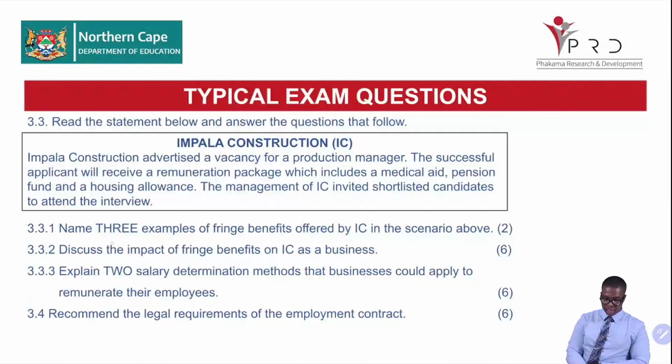So here they are saying name 3 examples of fringe benefits. When we were going through the scenario, we realized that the applicants will receive a remuneration package, which includes what? Number 1, medical aid. Number 2, pension fund, and the housing allowance. Now, those are considered to be fringe benefits. The question is saying name, and you are naming something that is in the scenario. So this is considered to be 3 marks.